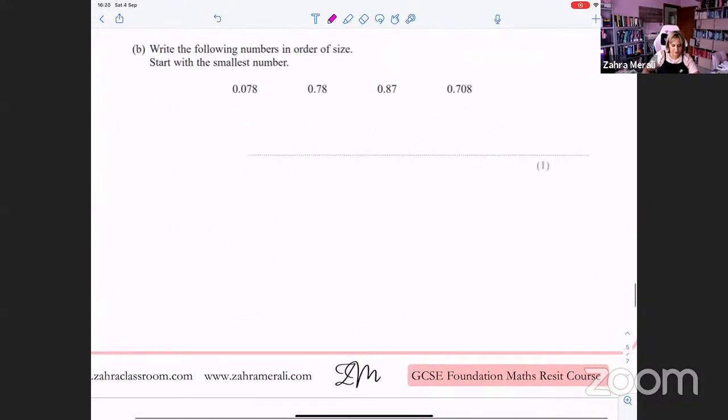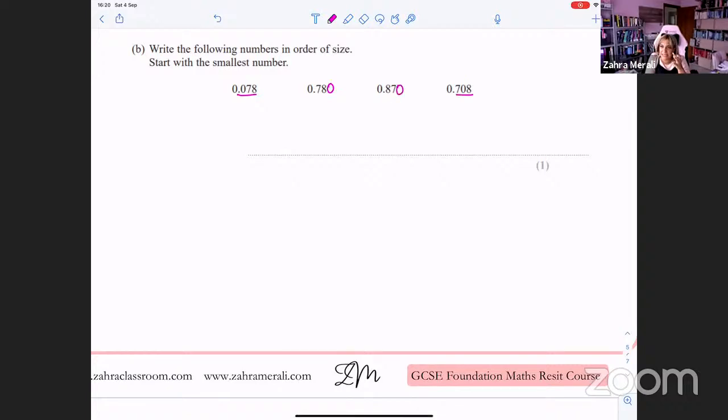Scroll up. Right, we're going to write these numbers in order of size, and we're going to start with the smallest number. So like I said, we want them to have the same amount of numbers after the decimal place because it's easier for us to compare. If we have a look, these all have 3, this is 3. So we're going to add a 0 there and a 0 there.